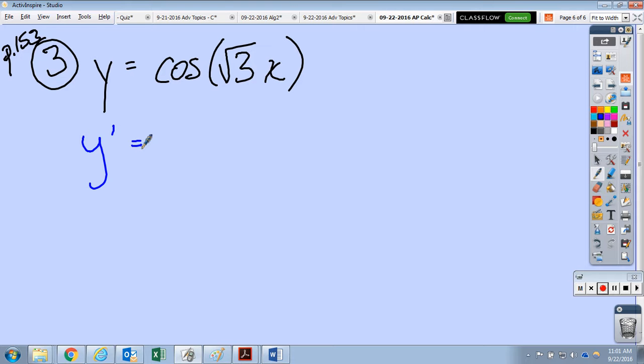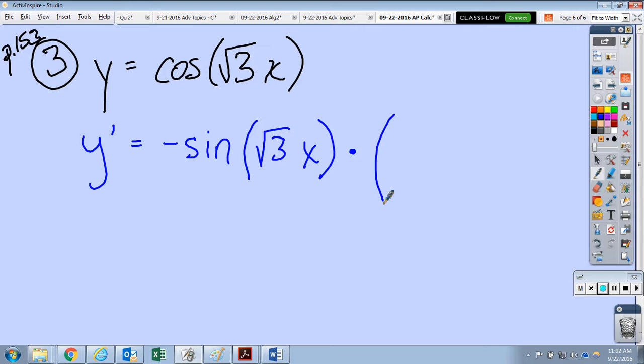So y prime. This is where you look at the big picture. Cosine of whatever. What is the derivative of cosine of x? Negative sine of x. So for this one, the big picture is negative sine, leave whatever is inside alone, and then times the derivative of the inside. The derivative with respect to x of square root of 3 times x is square root of 3, just the coefficient of x.